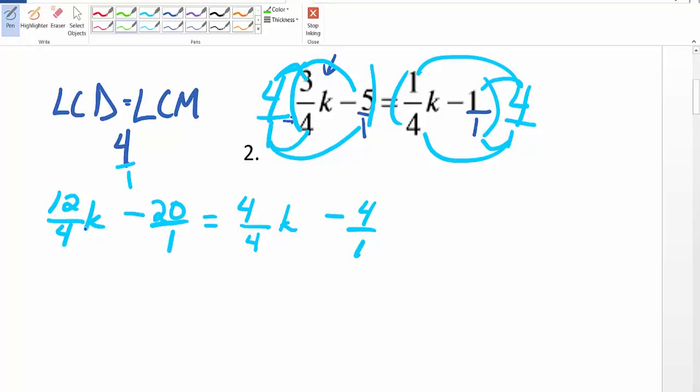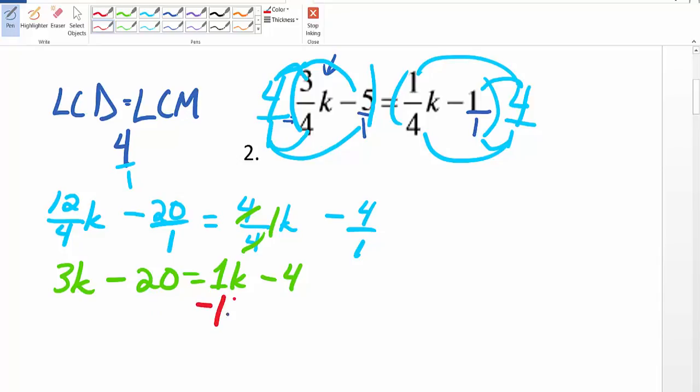Now, simplifying things up, we end up with 12/4, well, that's 3k, minus 20/1 is just 20, equals 4 divided by 4, well, they just cancel out, leaving us with 1k. And then -4/1 is just -4. So, notice we don't have any more fractions. That's a great thing. We don't like fractions.